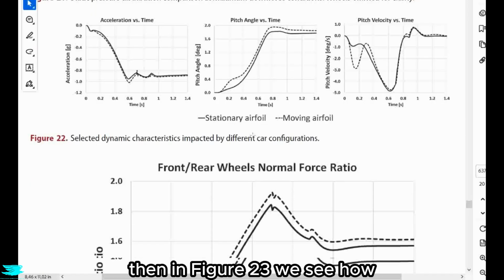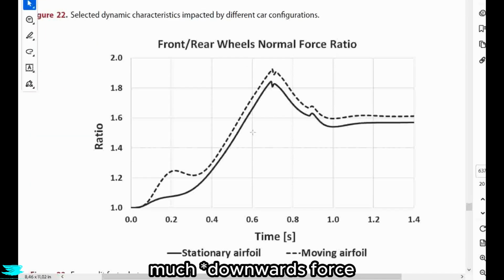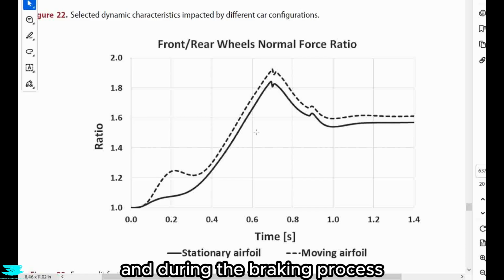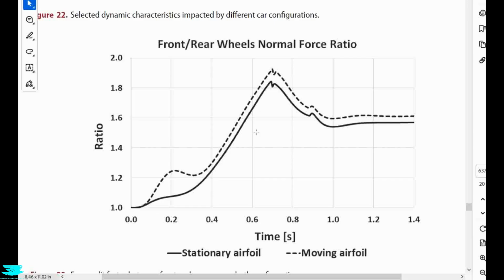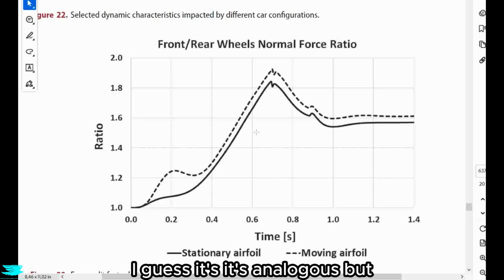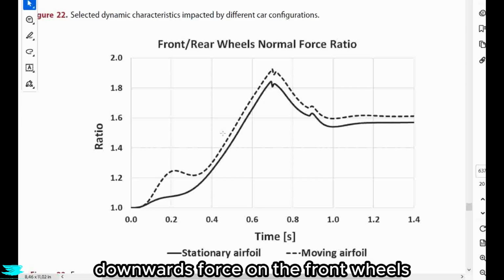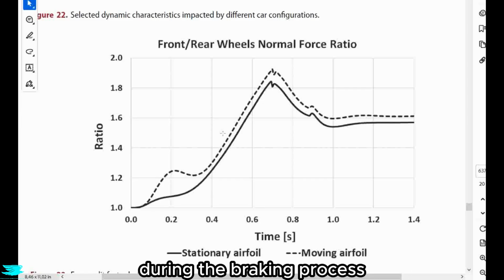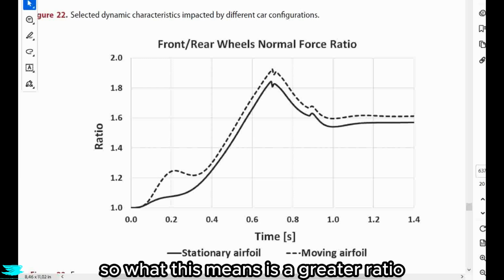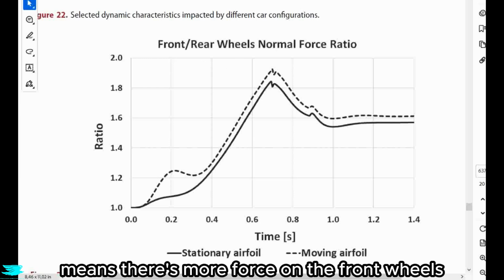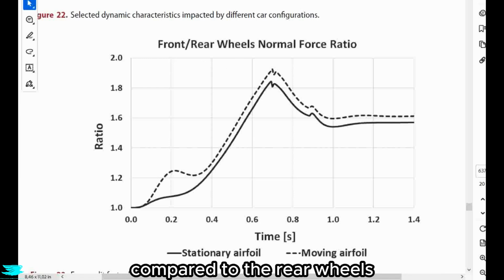Then in figure 23, we see how much downforce there is on the front wheels compared to the rear wheels during the braking process. Downwards force, not downforce, although I guess it's analogous. Downwards force on the front wheels compared to the rear during the braking process. So what this means is a greater ratio means there's more force on the front wheels compared to the rear wheels.